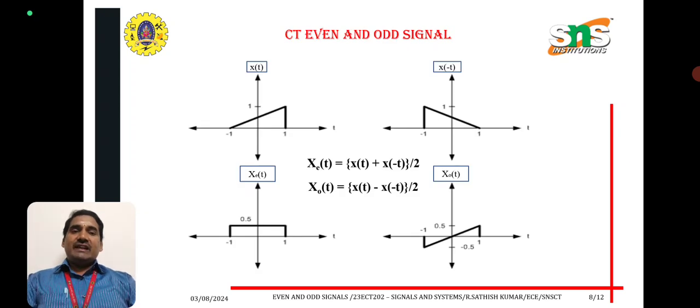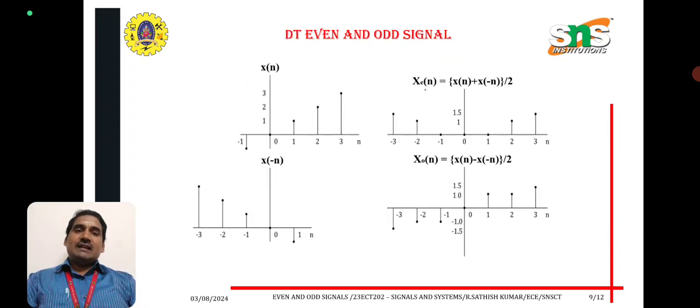Next one, for the given diagrammatic representation, we can find out the even and odd signal. x of t ranges from minus 1 to plus 1. x of minus t, that is the folded signal of x of t, is nothing but x of minus t. Now we are going to add x of t plus x of minus t. We add minus 1 to plus 1, minus 2 to plus 2, divided by 2, meaning the amplitude divided by 2, we get 0.5. x odd of t is equal to x of t minus x of minus t by 2. That is nothing but the amplitude gets minus 0.5 to plus 0.5.